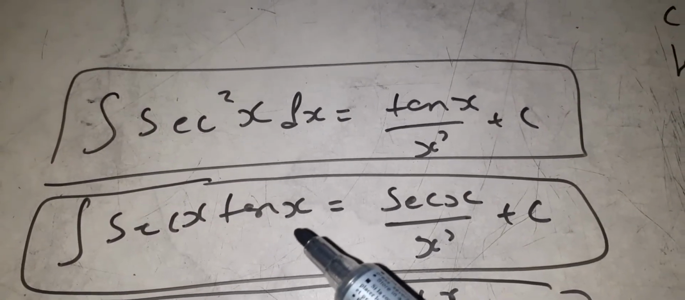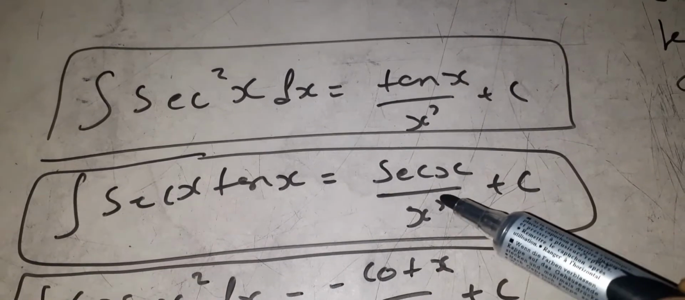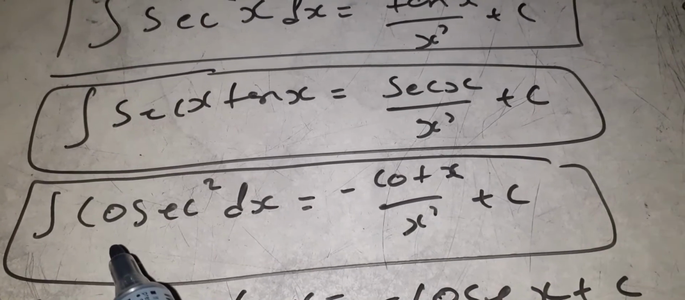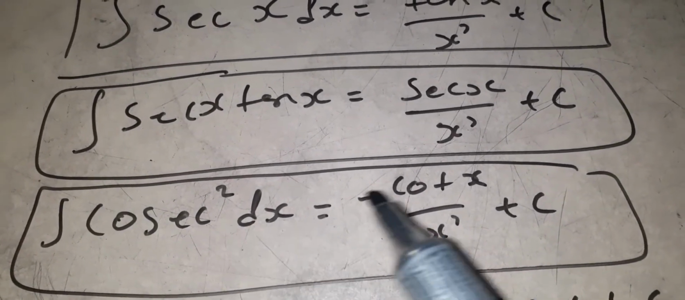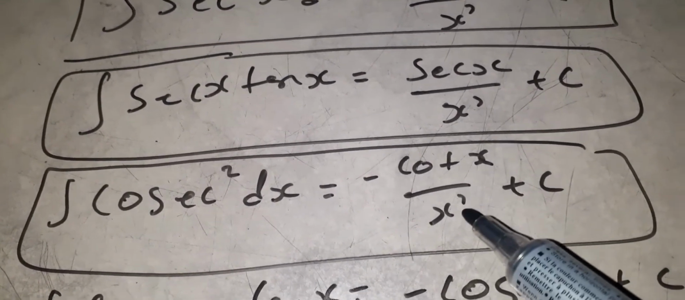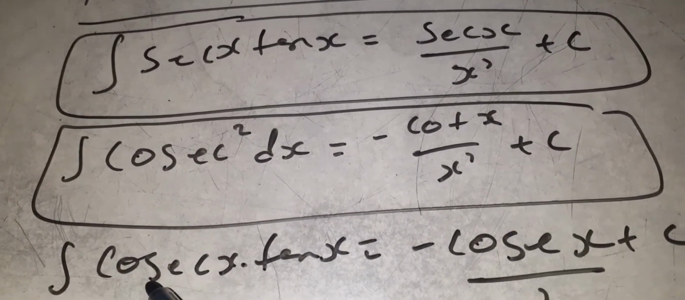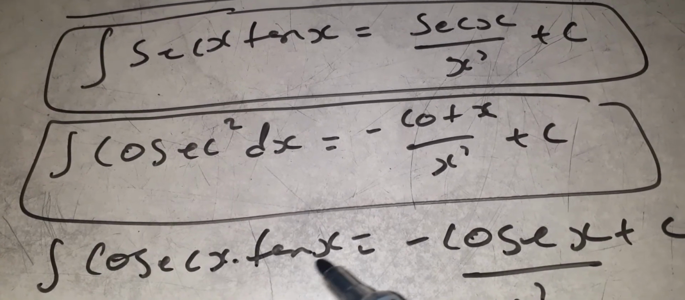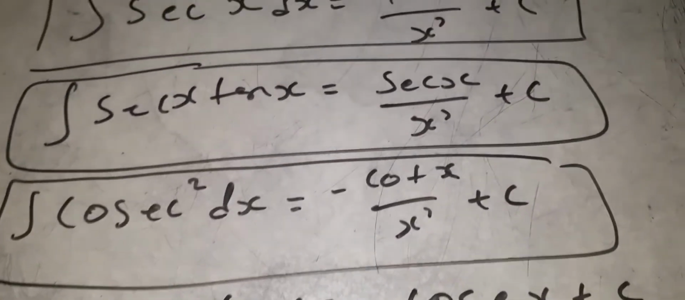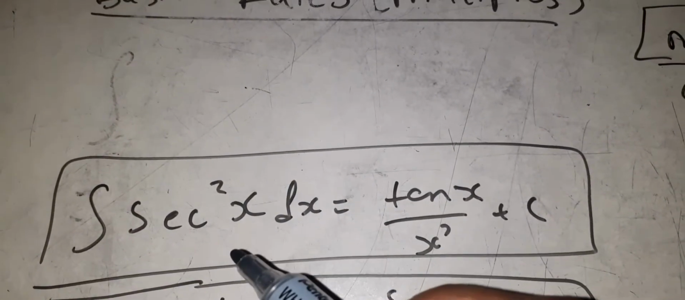Then secant x tan x, we'll have the integrated value secant x divided by the derivative of x. Then if we have cosecant squared dx, we'll have negative cot of x divided by the derivative of x. Then also here, cosecant x cot x will have negative cosec x divided by the derivative of x. So you will always be given these formulas in the formula sheet.